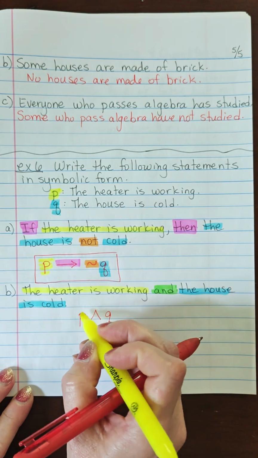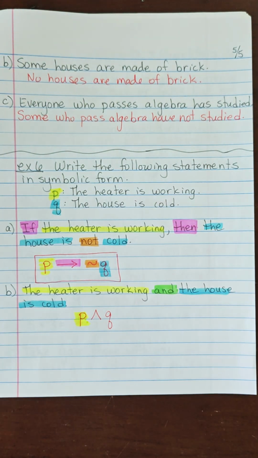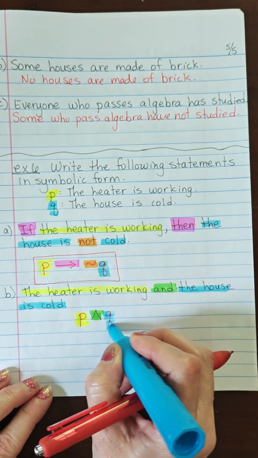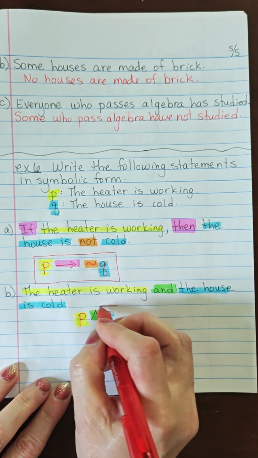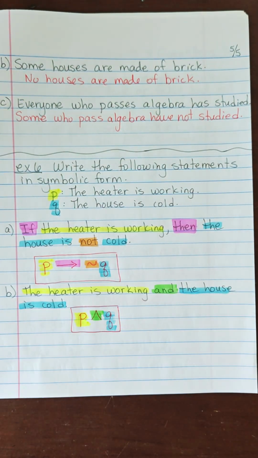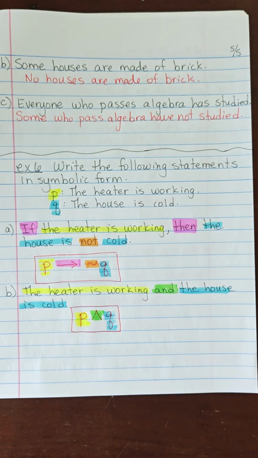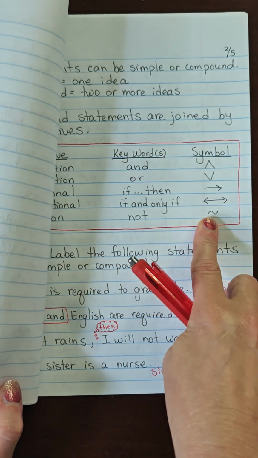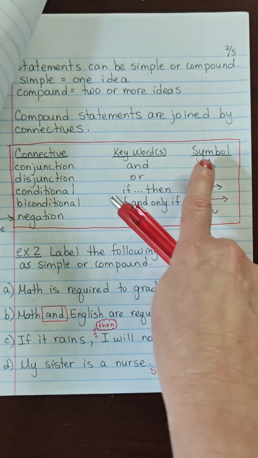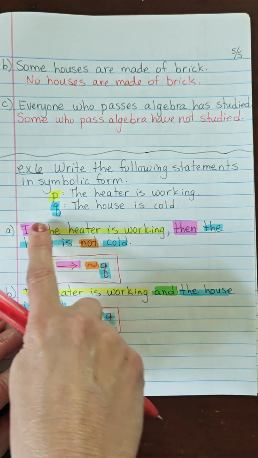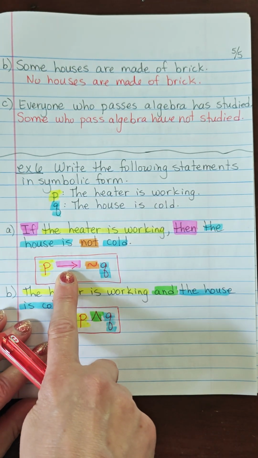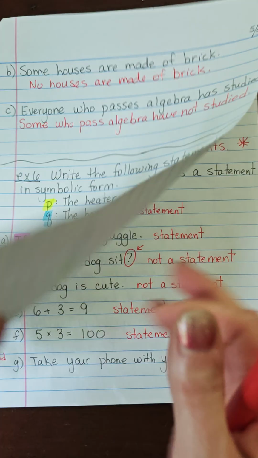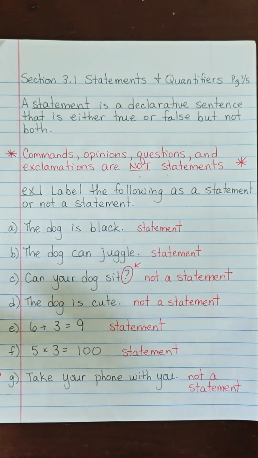So that's my final answer, but I'm just going to add some color on here for your viewing pleasure. Just so you can see why I use those symbols and what words inspired me to use those symbols. So remember these symbols are coming from back here. The and is a conjunction. It uses this symbol right here. The if then is a conditional. It uses this symbol. The not is a negation. It uses that symbol. Okay. So that is it for section 3.1.